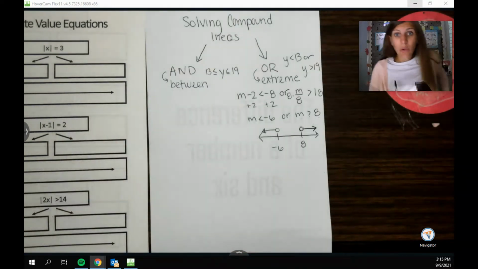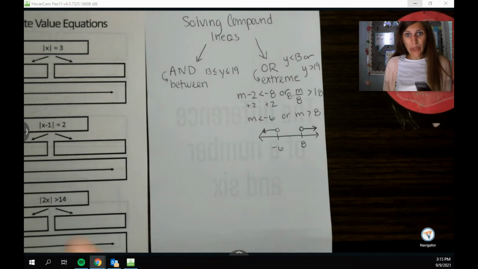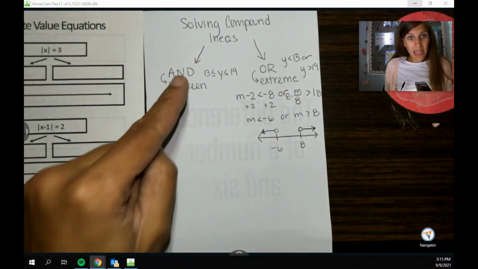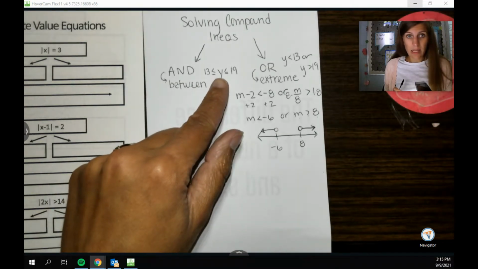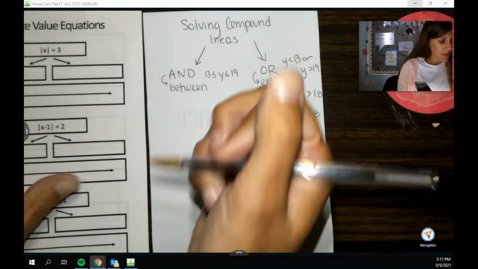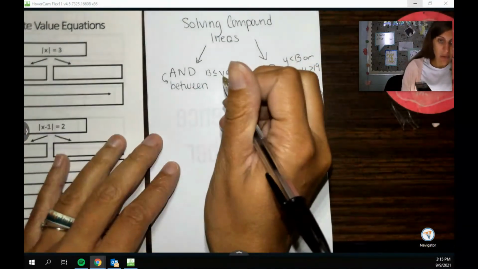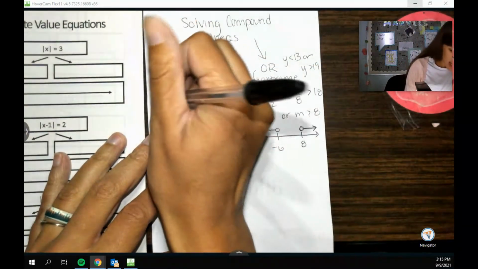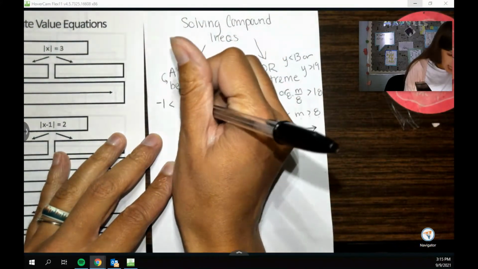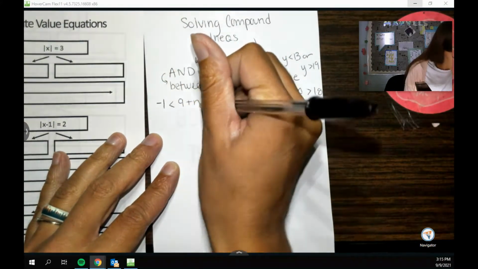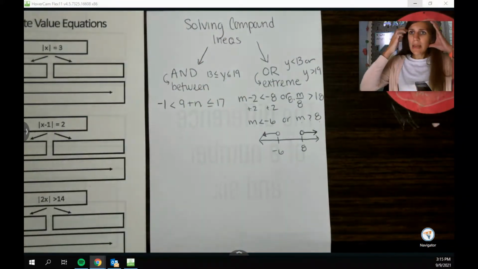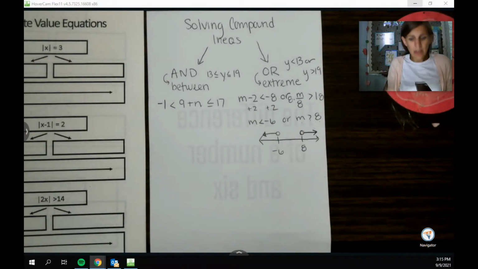Now with an "and" inequality, you may see two inequalities with the word "and" in between, but generally an "and" inequality looks like this one here, where there's kind of three things. However, if you're trying to solve for something, then generally your letter isn't going to be alone yet. So a little baby example like this would be -1 is less than 9 plus n, less than or equal to 17.